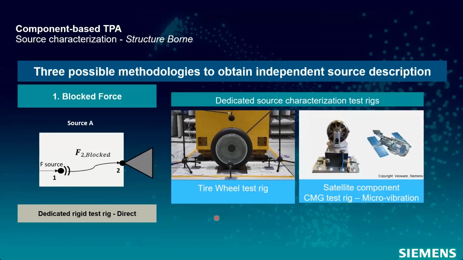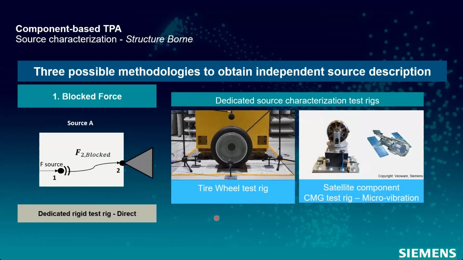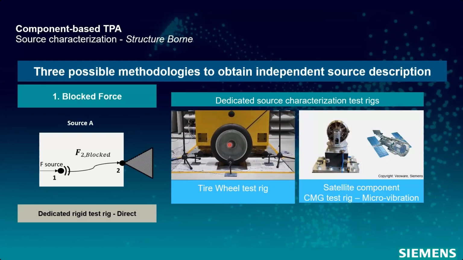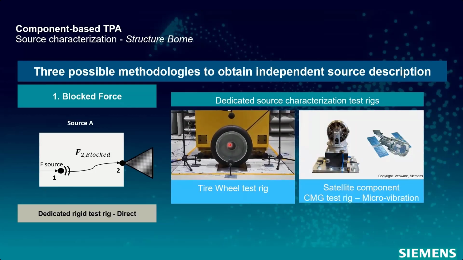And just some examples, there are many. I've seen also for all kinds of engines, electric engine, combustion engines, even powertrains, people building blocked force test rigs. But here you see some examples, for example, for a tire wheel. So we have the tire wheel running over some kind of road profile. We have a very stiff test bench, and at the center we have a force cell that measures in the 6 DOFs the forces and moments, so the blocked forces and moments. So that's a direct measurement that is performed here.